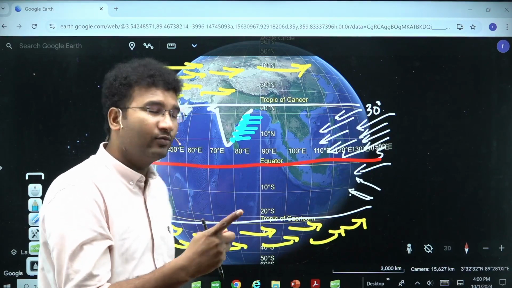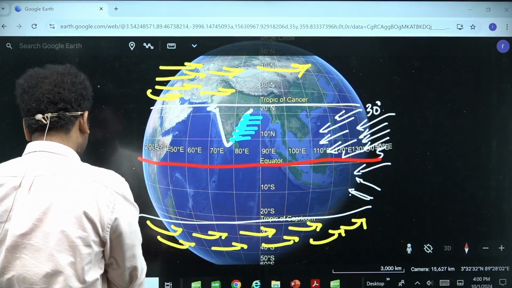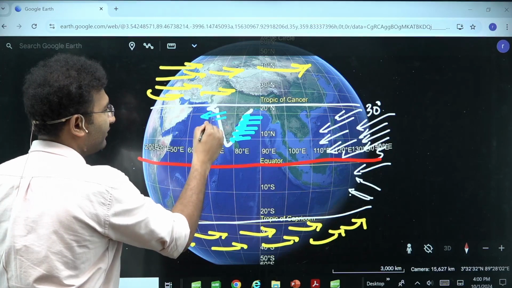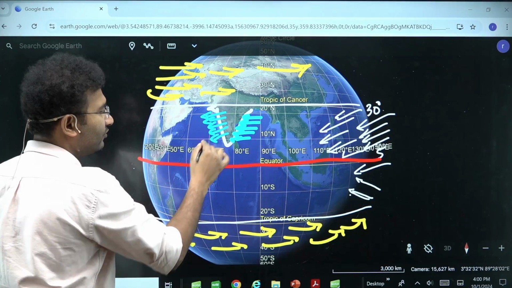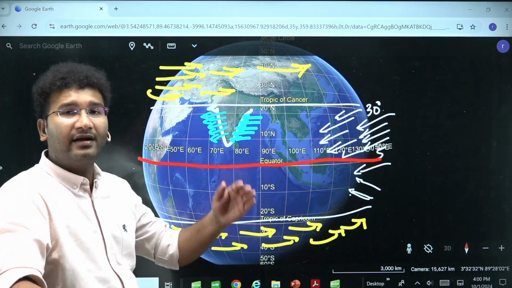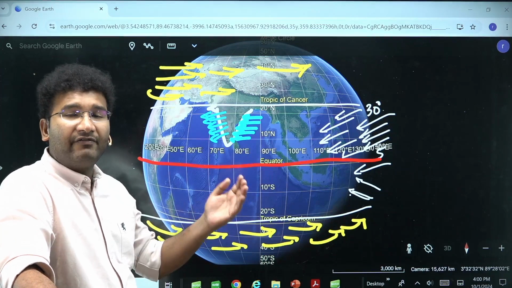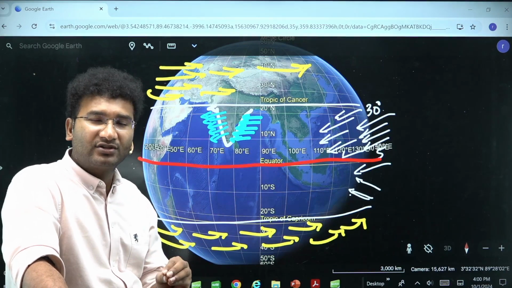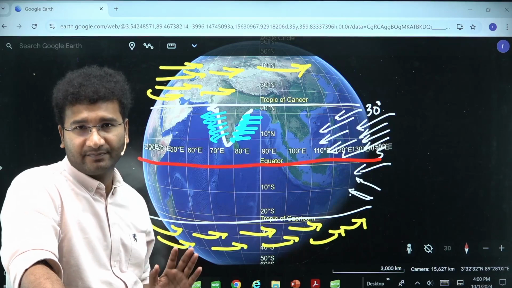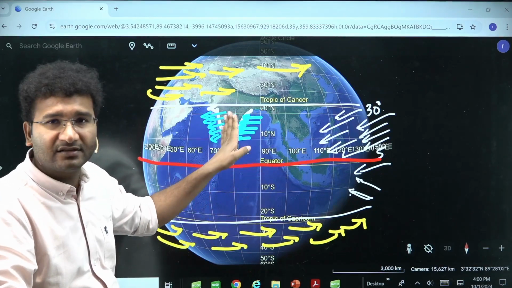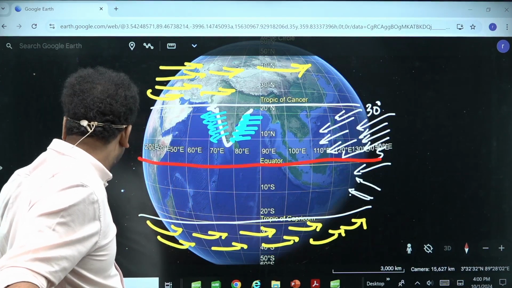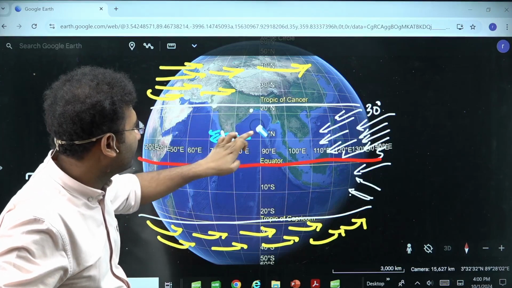If the winds are moving away from the coastal area and pushing the water away from the coastal area, those are called offshore winds. One is onshore winds, the other is offshore winds. So you are also clear with the concept of onshore and offshore.